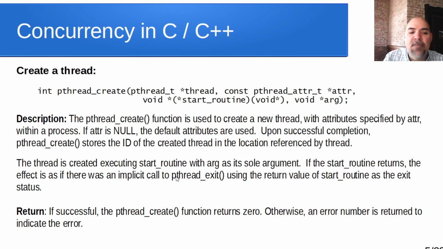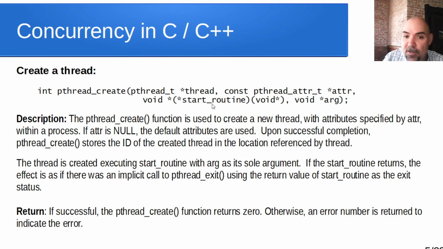Now, if this thing is successful, it'll return a 0 as the return value. If it fails, it'll return some error number that says why there was an error. It could be threads aren't supported on this machine. It could be that there's already too many threads. There could be a number of reasons why this would fail, and you can look up those error codes. But the idea is if this returns a 0, we now have a thread.